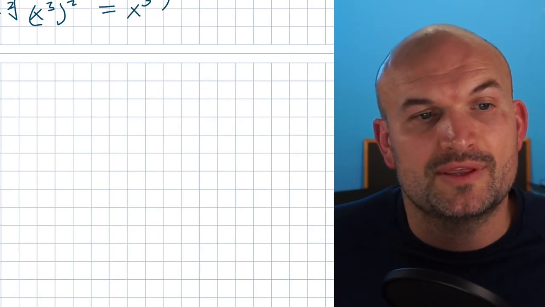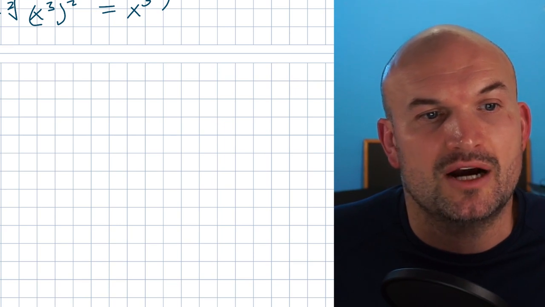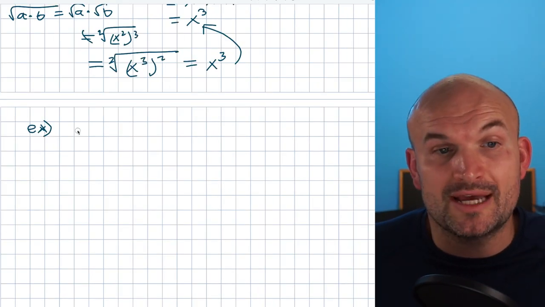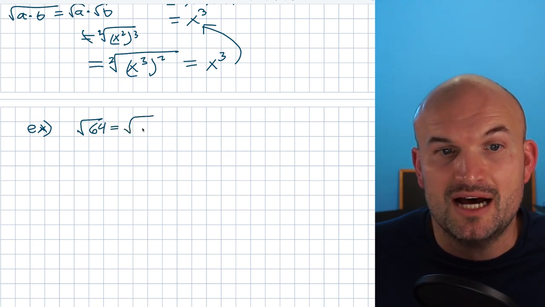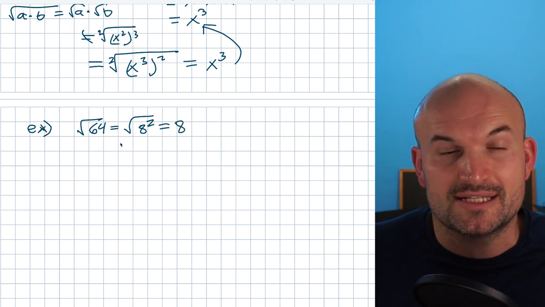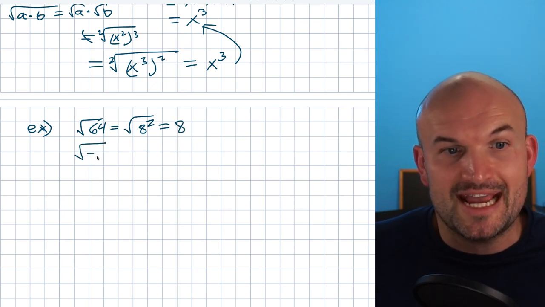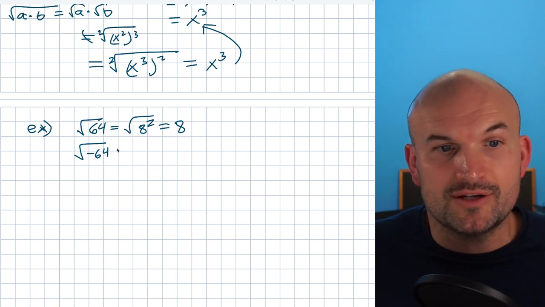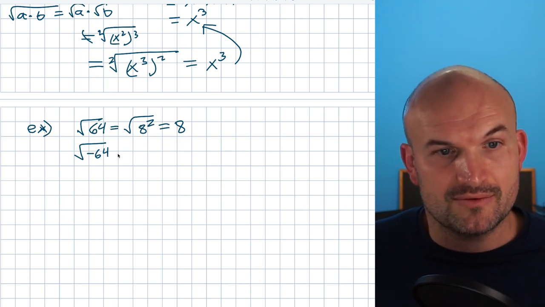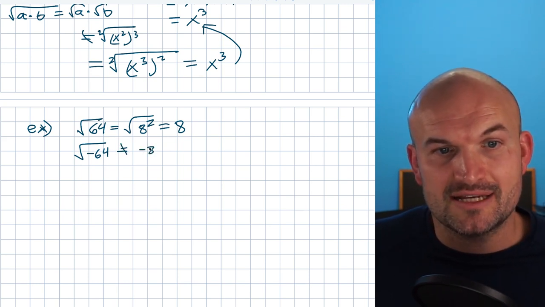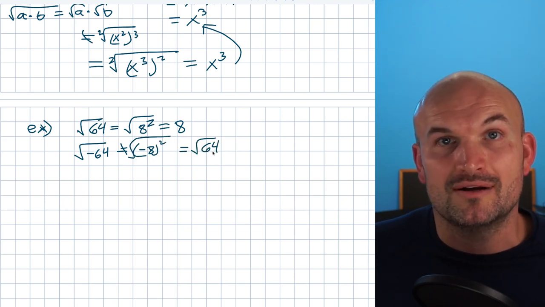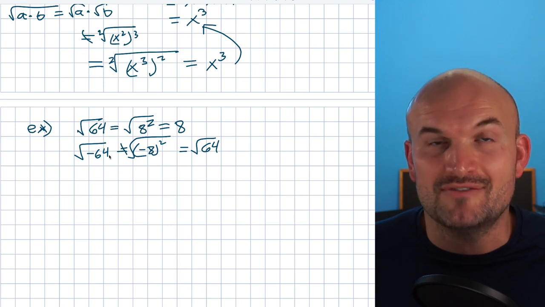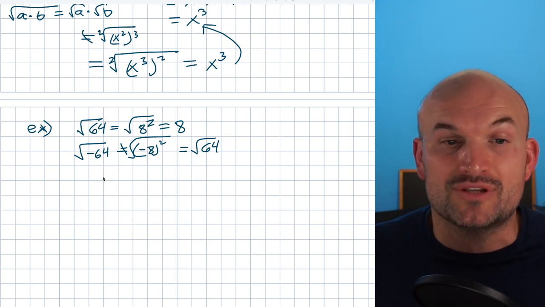Now, the other thing I want to go over with you is when we are dealing with negatives. So just remember, when I have the square root of 64, we know that answer is 8, because the square root of 8 squared is just going to equal 8. However, if I have the square root of negative 64, under our real number system, we cannot do this, right? Because negative 8 squared is actually equal to positive 64. So we cannot take the square root of negative numbers, at least in our real number system.